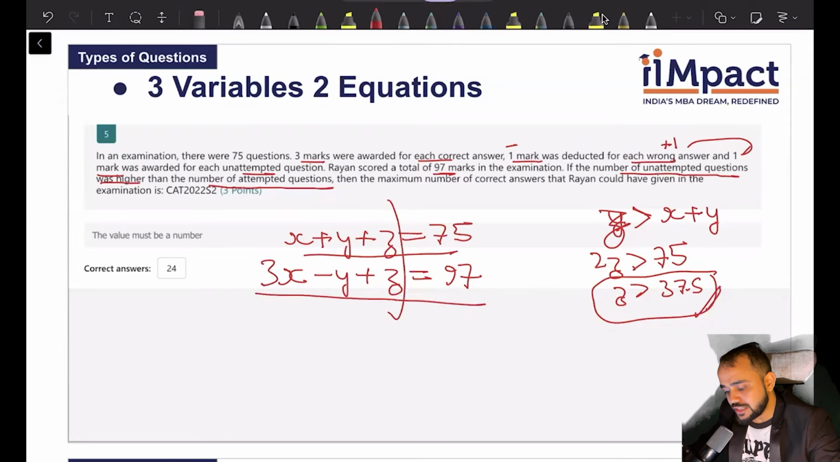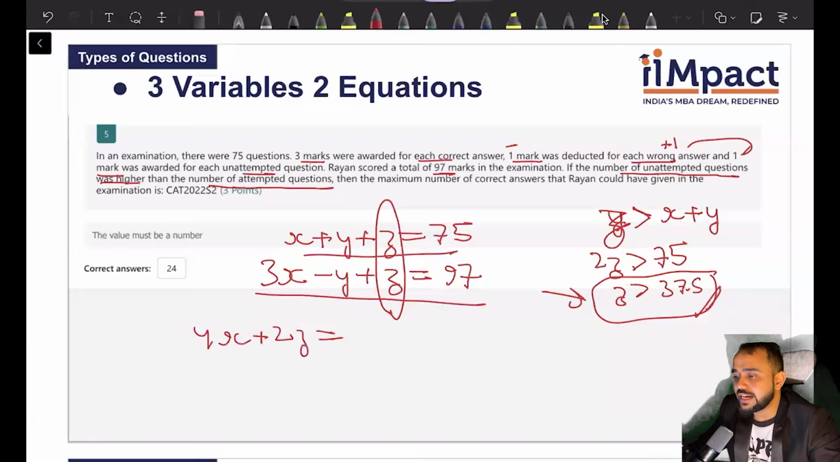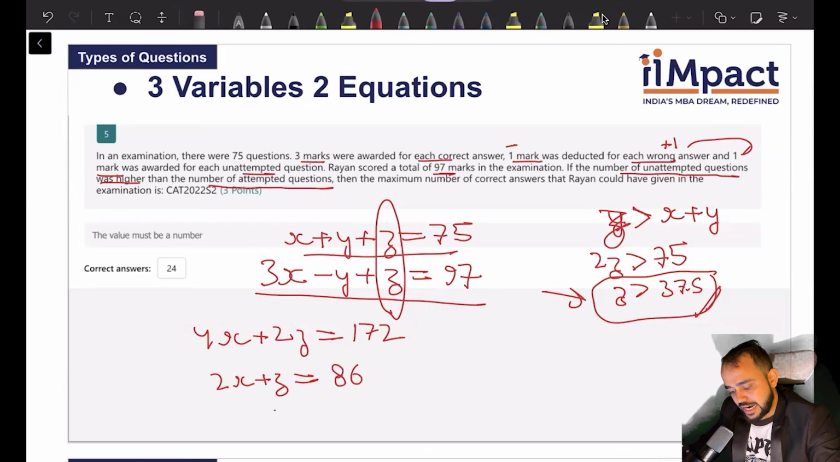I should try to save z, right? Because I have an additional data point for z. So how can I save z? I will add these two equations. What will I get? 4x plus 2z is equal to 75 plus 97, which is 172. Now if I divide both sides by 2, I'll get 2x plus z is equal to 86. Now z is equal to what? 86 minus 2x. So far everyone's clear on this?